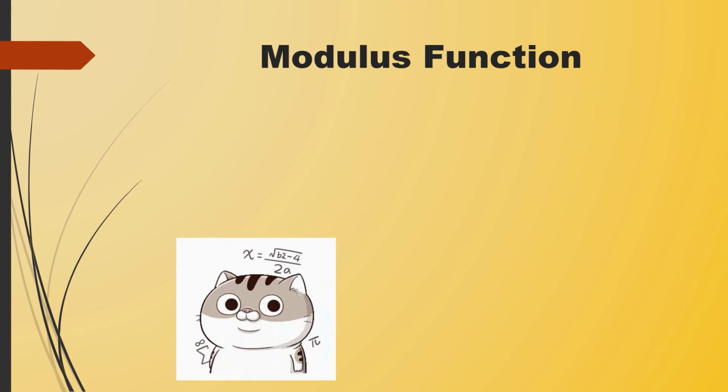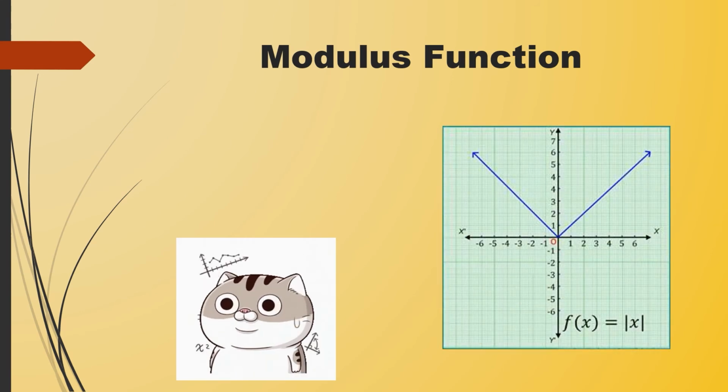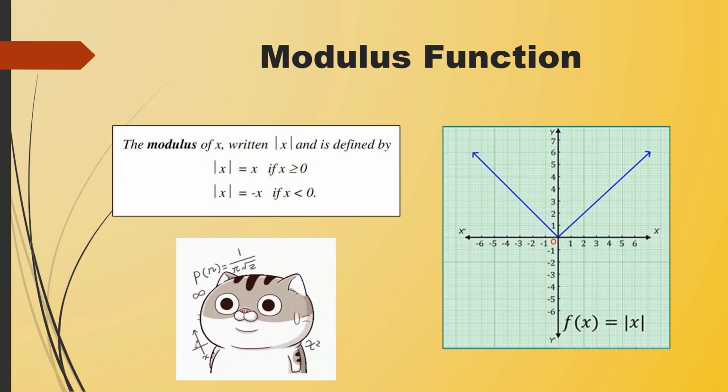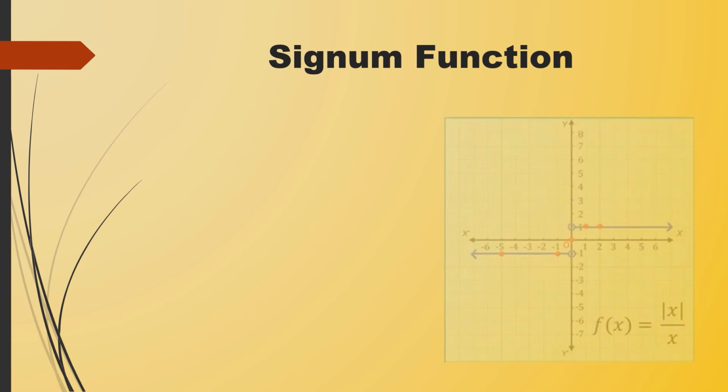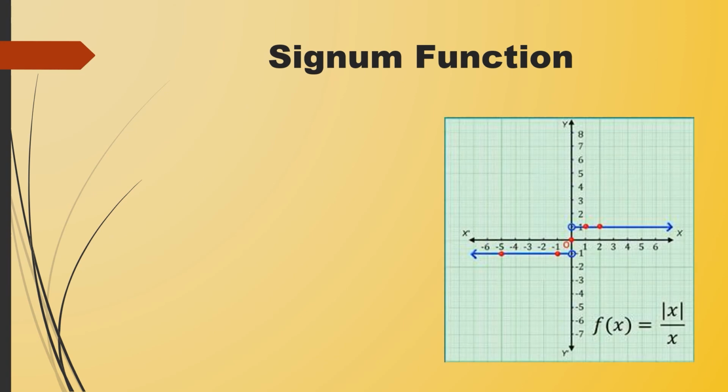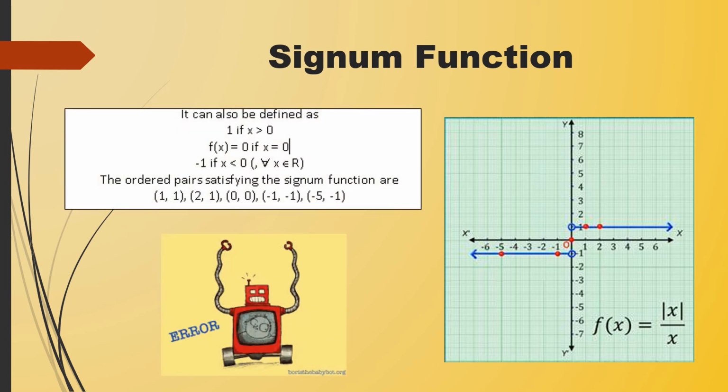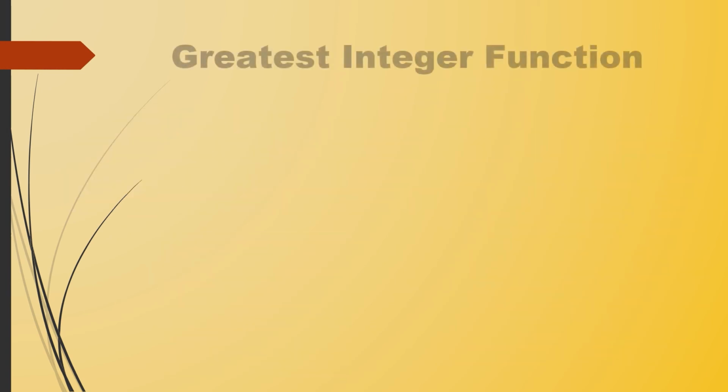Modulus function. A modulus function is defined by f(x) equal to modulus of x. That is, if x is negative, then the value of the function is minus x, and if x is non-negative, then the value of the function is x. Signum function. A signum function can be defined as 1 if x is greater than 0, 0 if x is equal to 0, and minus 1 if x is less than 0.